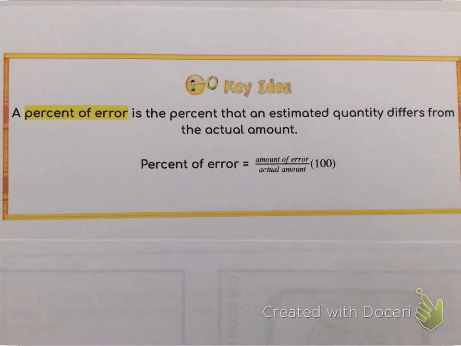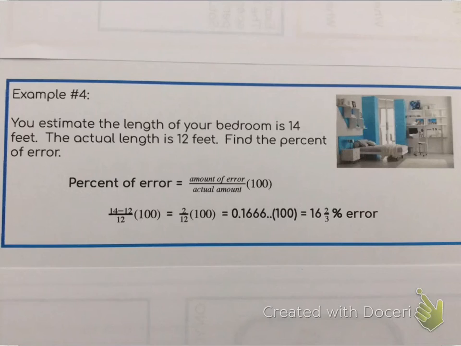Okay, so we're going to use the formula amount of error, which again is really the difference between what you thought and what the actual is. And you're going to divide that by the actual amount and multiply by 100, of course, because all percents are out of 100. Okay, let's look at this first example. You estimate the length of your bedroom is 14 feet. The actual length is 12 feet. Find the percent of error.